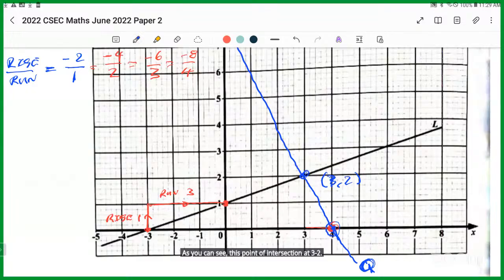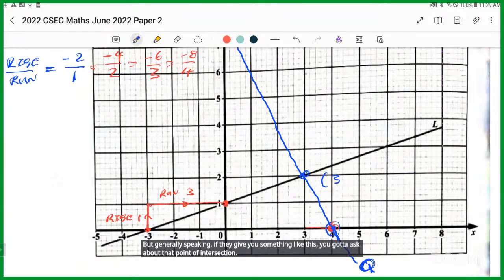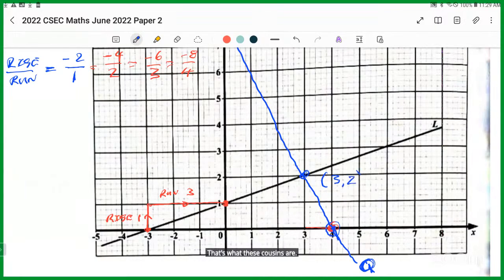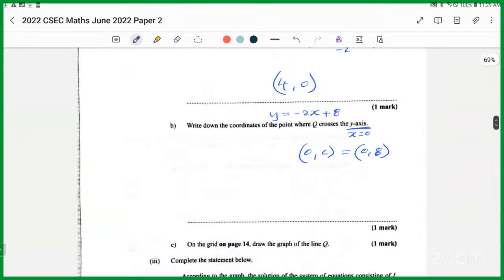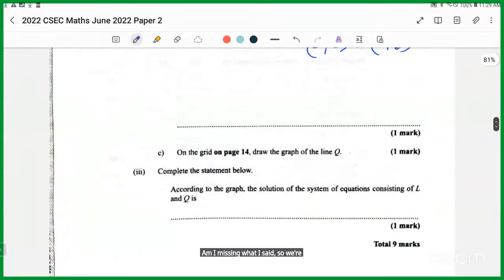But generally speaking, if they give you something like this, they're going to ask you about that point of intersection. That's also how these questions are. When you practice a lot of questions, you kind of know what they're likely to ask next. Let me see what they said. So we're drawing this line. I'm getting 1 mark for that.